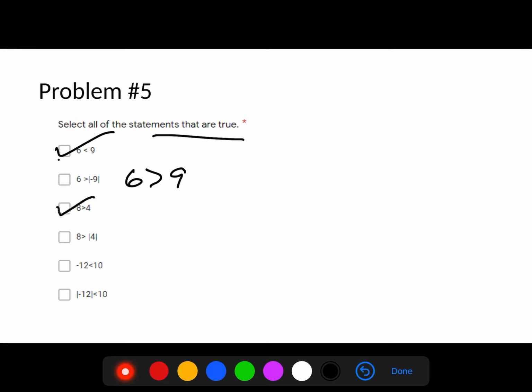Is 8 greater than 4? Yes, that's true. Is 8 greater than the absolute value of 4? Well, the absolute value of 4 is just 4. So yes, that's true. Is -12 less than 10?